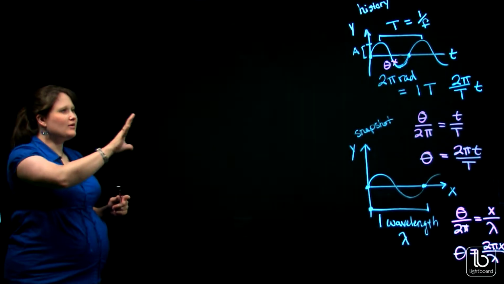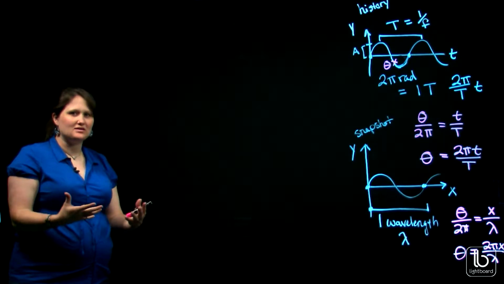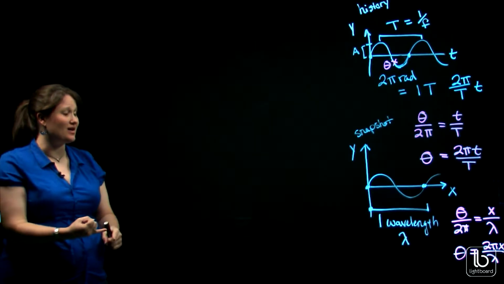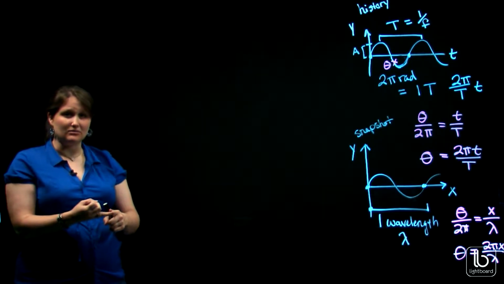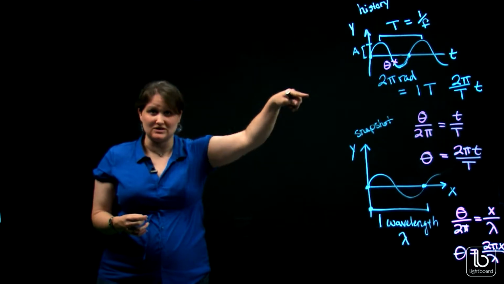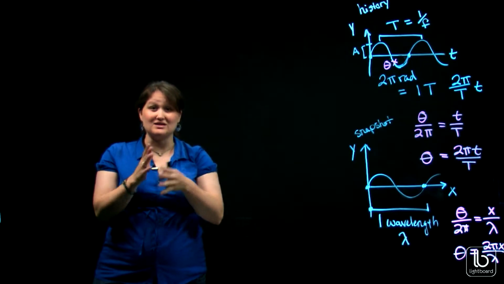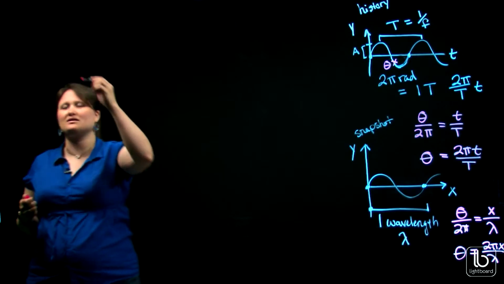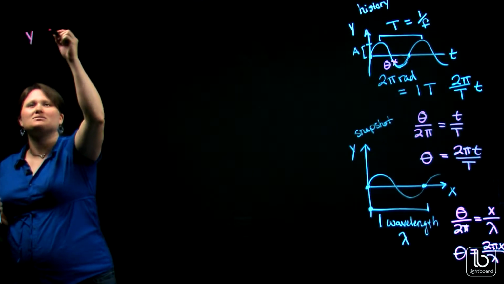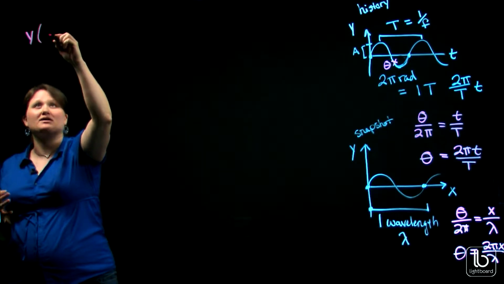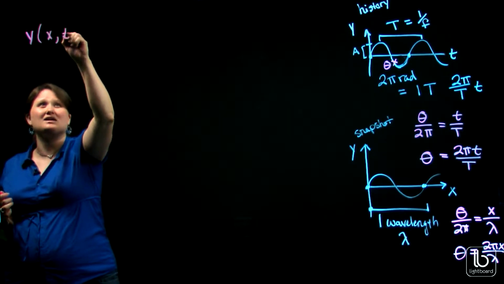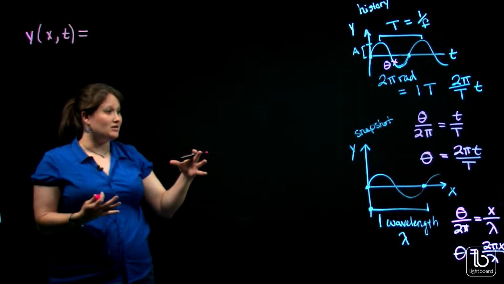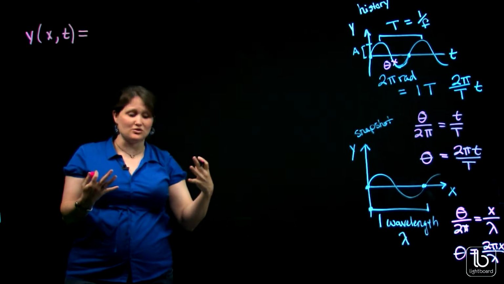So if we want to try and represent a wave in a single equation, that means we have to be taking into account position and time. So our displacement at any given position and at any given time. The way we can write this is we can say our displacement with respect to both position and time is equal to, well, it's going to be a cosine function, something sinusoidal.